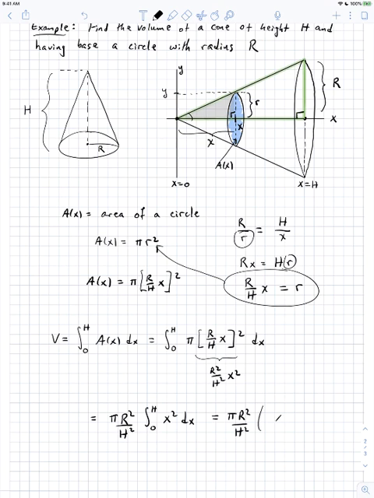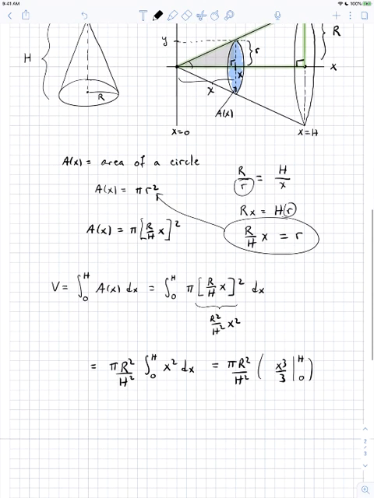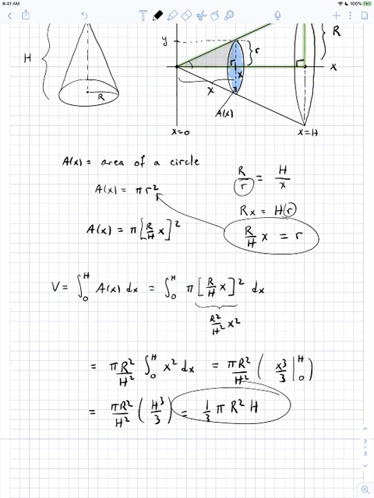On this we can use the power rule. So this will give us x cubed over 3 from 0 to h. Now, of course, when x is equal to 0, that's just 0. So we're going to have pi capital R squared over capital H squared times capital H cubed over 3. And if you simplify that, you get 1/3 pi r squared h. And if you remember the formula for the volume of a cone, that's exactly what it is.